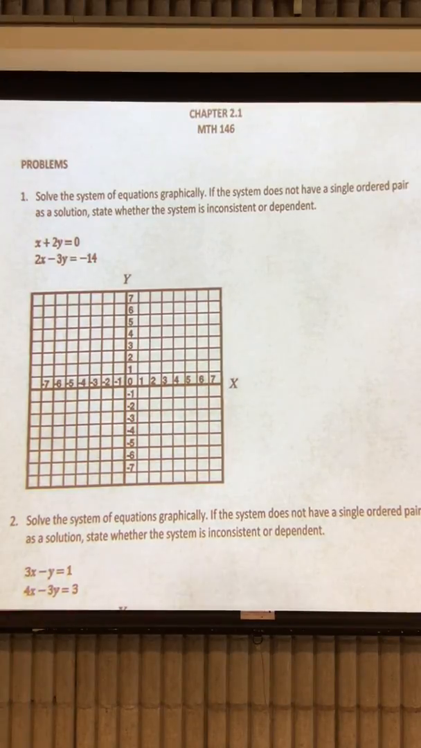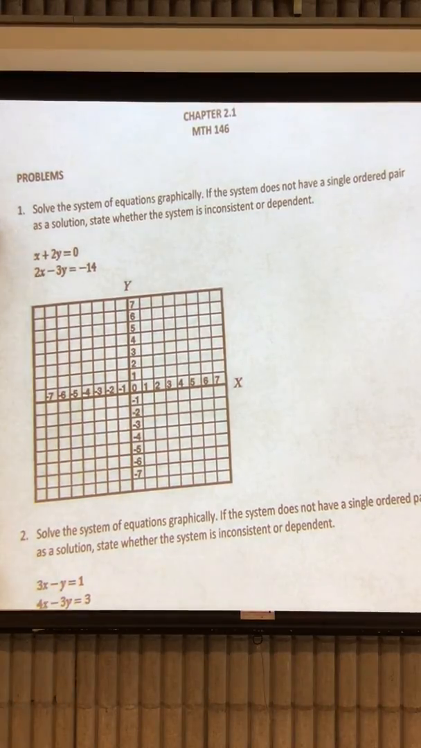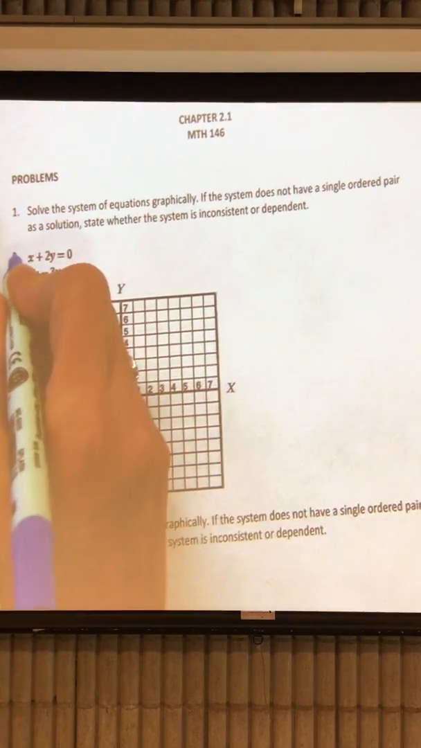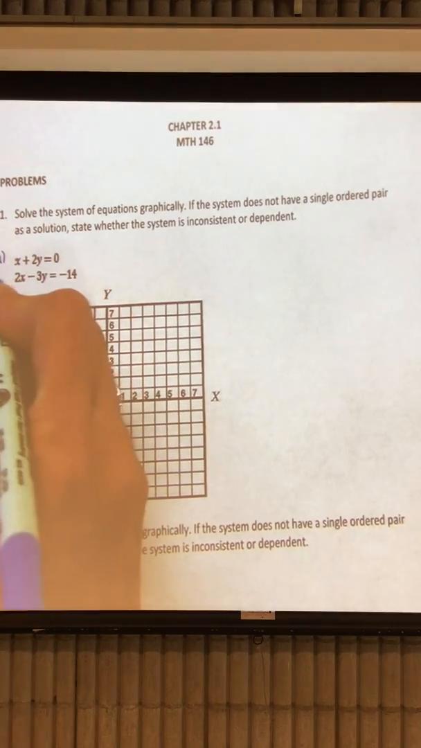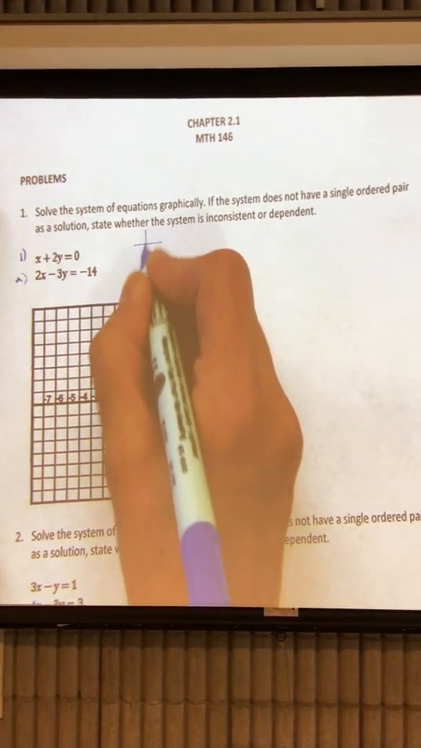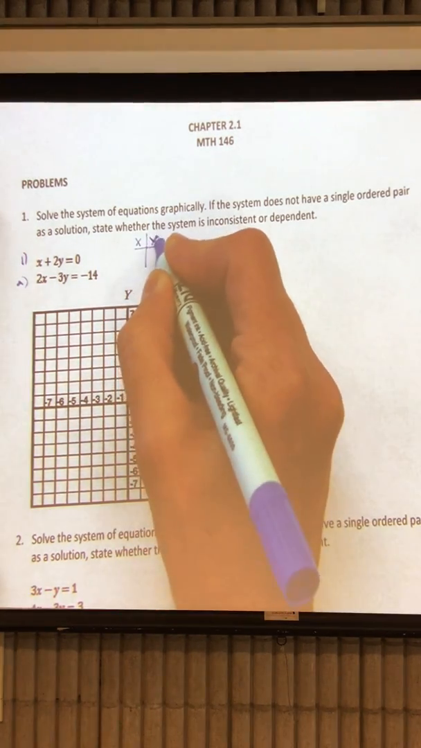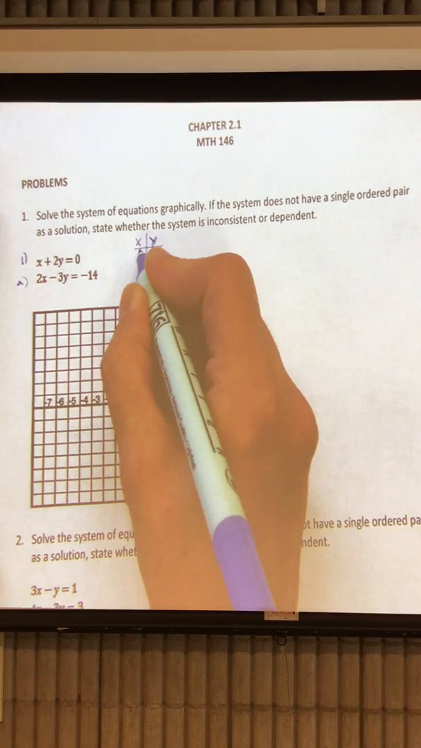Okay, we're starting Chapter 2, Section 1, Systems of Linear Equations. For the first example, let us solve this system by graphing. So the first equation, let us make a table with x and y values, and let us choose x is 0.